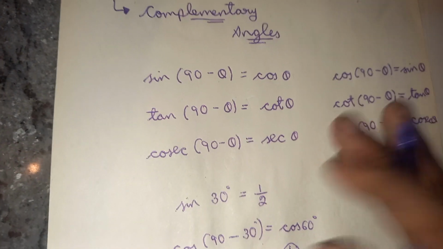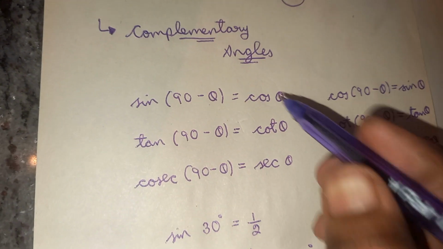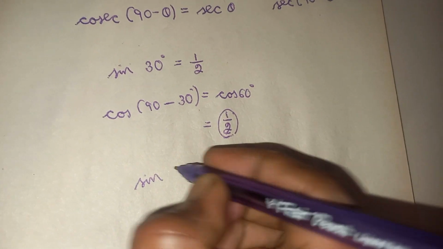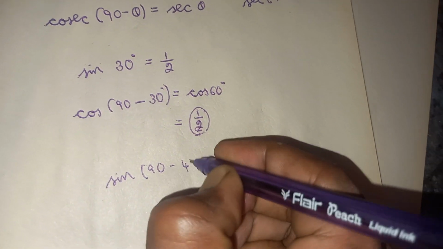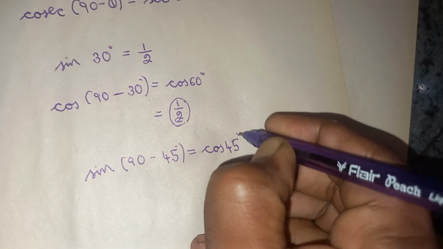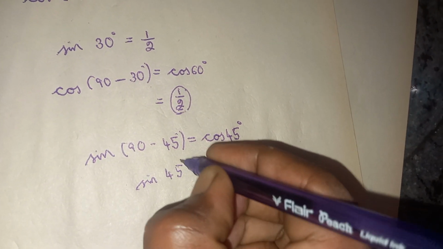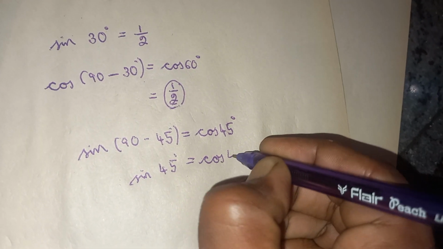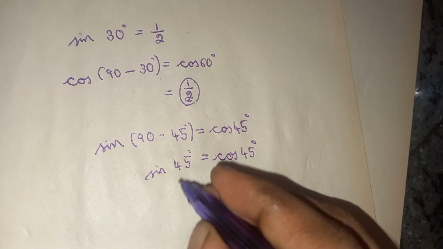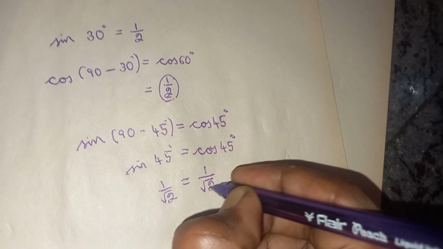Here sine of 90 minus theta equals cos theta. If you take theta equal to 45 degrees, you get sine of 90 minus 45, which must be equal to cos 45. Here sine of 90 minus 45 is sine 45, which must be equal to cos 45. Sine of 45 degrees is 1 by root 2, and cos 45 is also 1 by root 2.